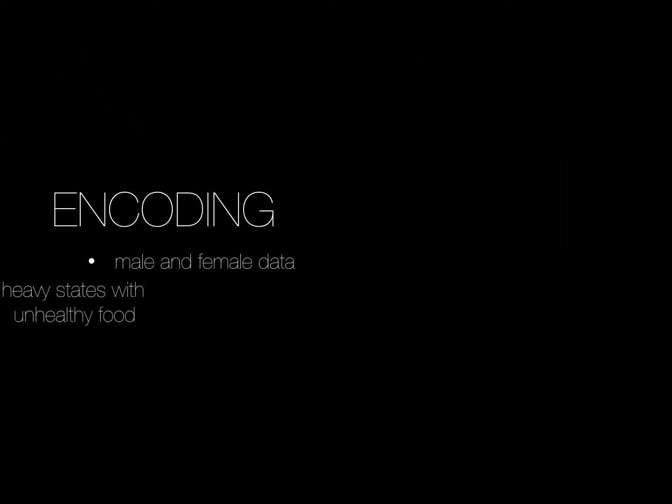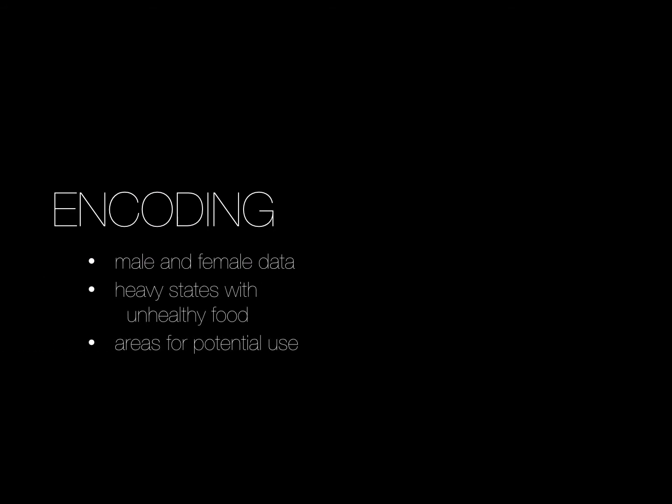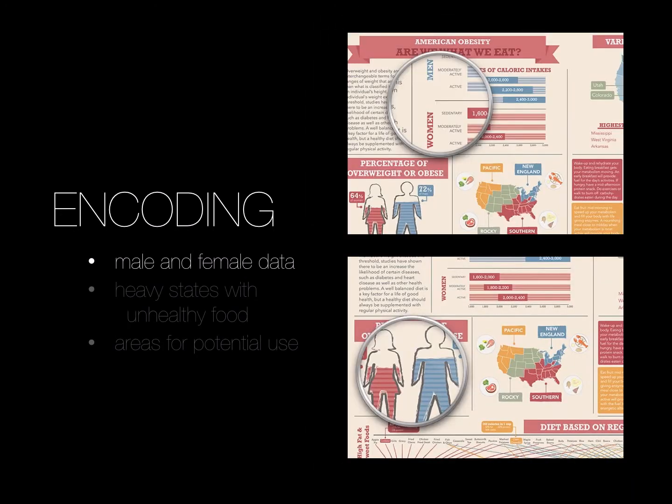Next is encoding. I chose to do quite a bit of encoding, actually. One of the main things that I encoded was, I assigned the stereotypical gender colors to encode male and female data. All of the data on my infographic that's referring to male data is blue and the female data is red.